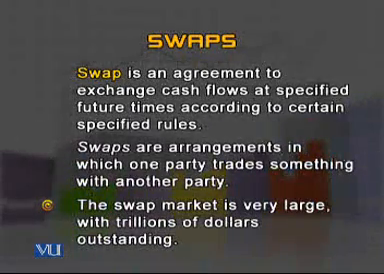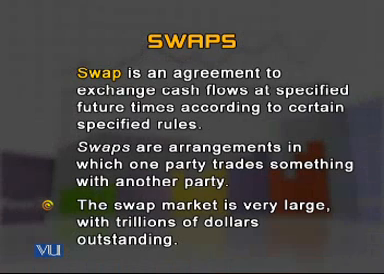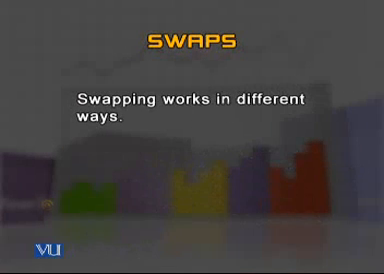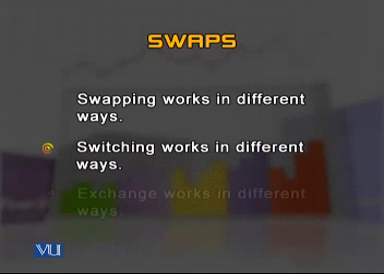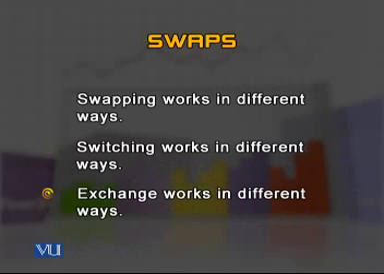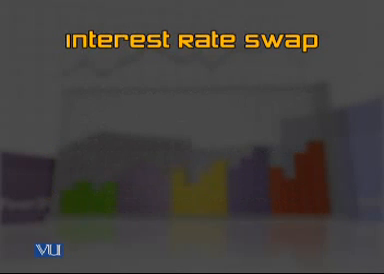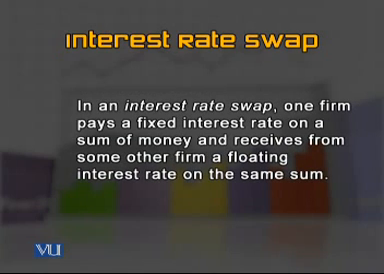You swap financial positions. The swap market actually is a huge market. It's trillions of dollars worth of market. You keep swapping your position. The swappings work in different ways. The switching works in different ways. The exchange works in different ways. You could even exchange or swap interest rates. You could swap foreign exchange. You could swap commodities.